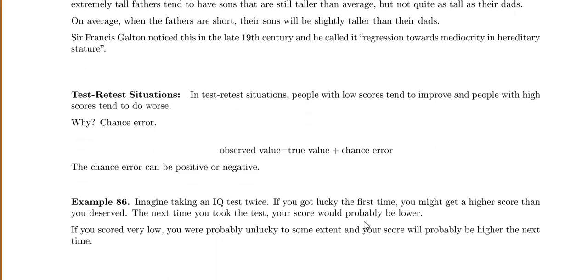So for example, imagine taking an IQ test twice. If you got lucky the first time, you might get a higher score than you deserved. So your chance error would be positive. But then the next time you took the test, your score would probably be lower because you're not as likely to get a high chance error again. So you might get a negative chance error or just a smaller positive chance error. And so your test score is probably going to be lower. Or if you scored very low, you were probably unlucky to some extent. And so your score would probably be higher the next time.